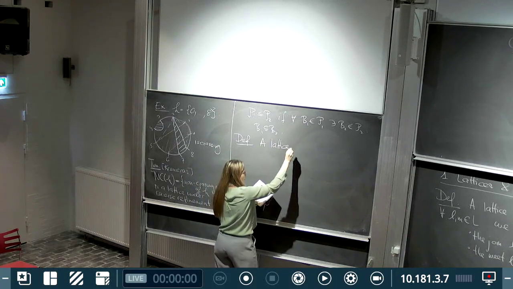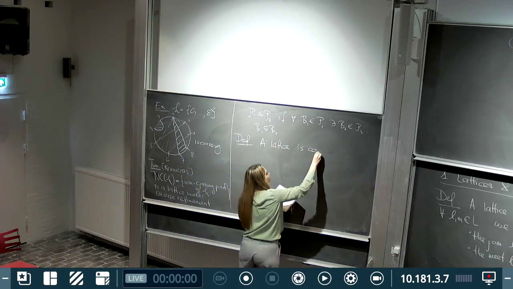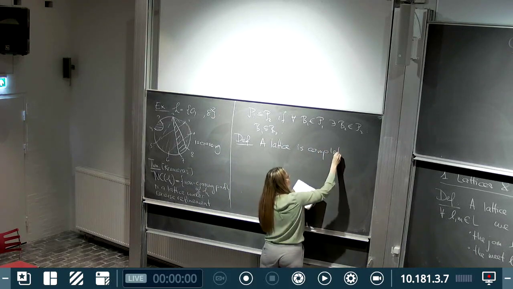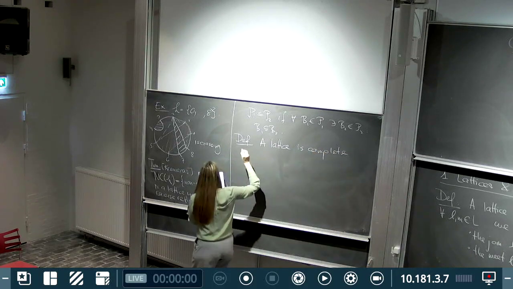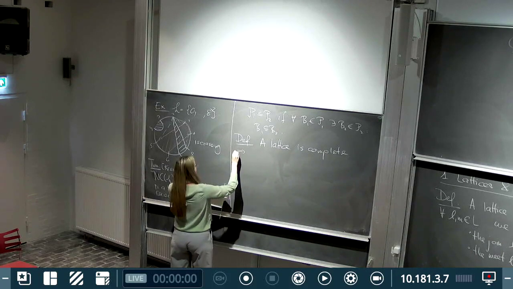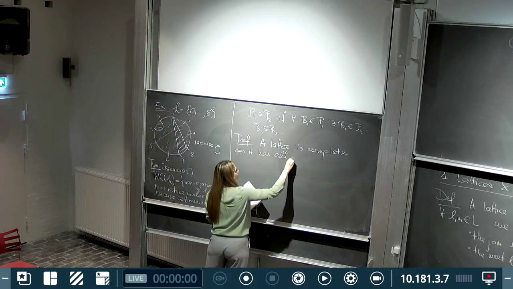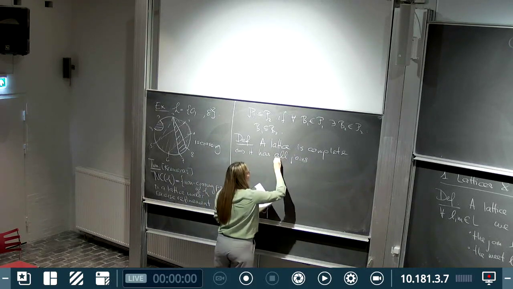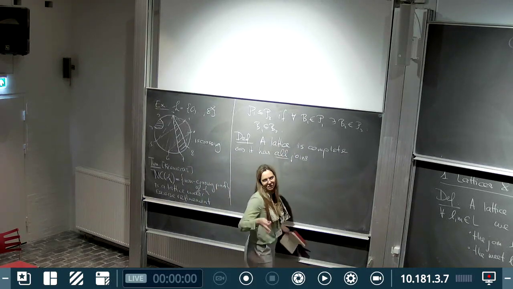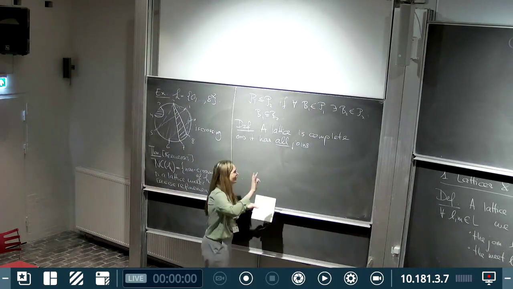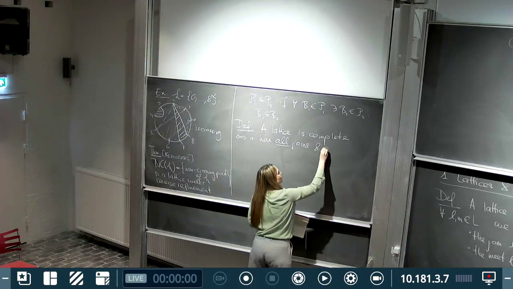So that's a specific condition we can have on a lattice. A lattice is complete if and only if it has all joins, all small joins if you want, I mean, if it's a set, you're good. It has all joins and all meets.